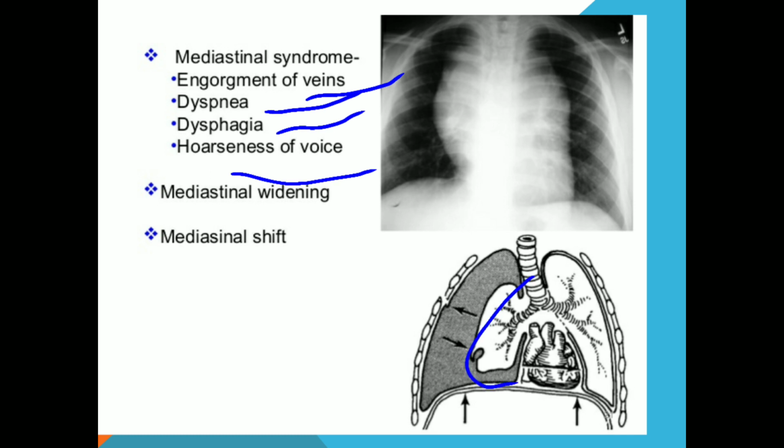Next, can you see this one? It is called a mediastinal shift. In this, what will happen? The contents of one part, including the heart, will be shifted to the other side. That is called a mediastinal shift.